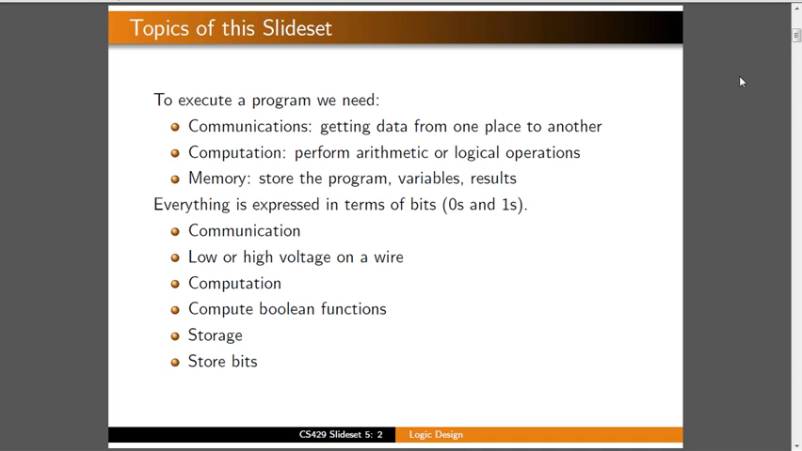Everything is expressed in terms of bits, that is either zeros and ones, and that requires communication, low or high bit, voltage; computation, computing Boolean algebra; and storage, to store bits.